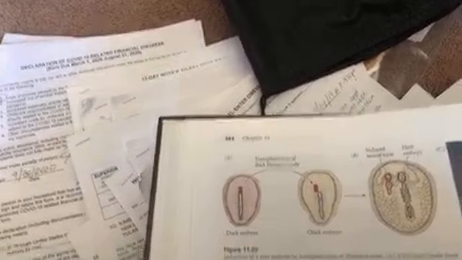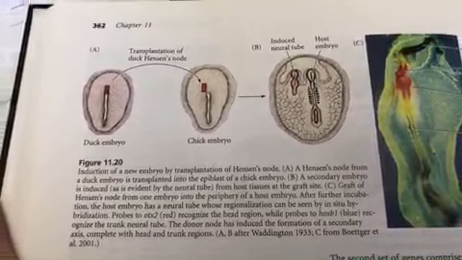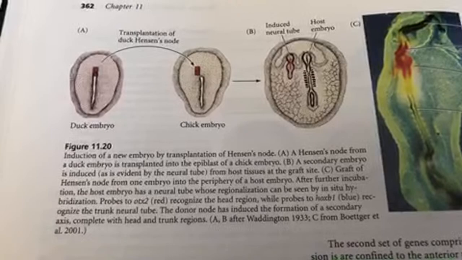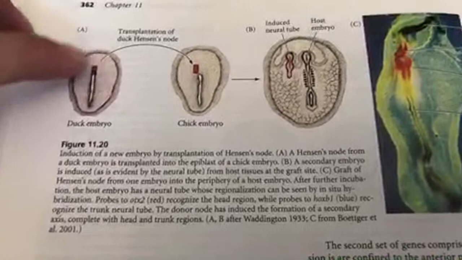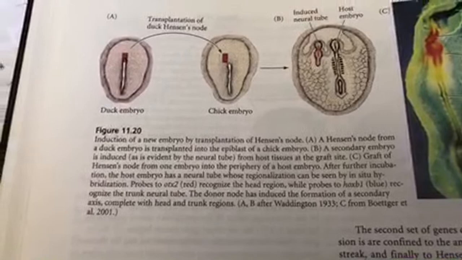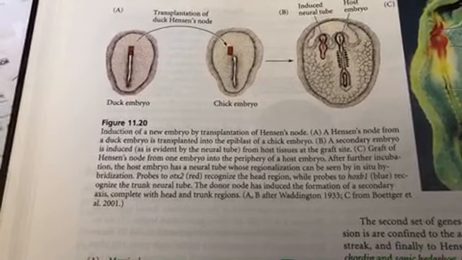I'm just going to read this part. Induction of a new embryo by transplantation of Hensen's node. A Hensen's node from a duck embryo is transplanted into the epiblast of a chick embryo. A secondary, so is a duck, and they just take that one portion called Hensen's node and they put it into a chick. A secondary embryo is induced, as is evident by the neural tube from host tissues at the graft site.